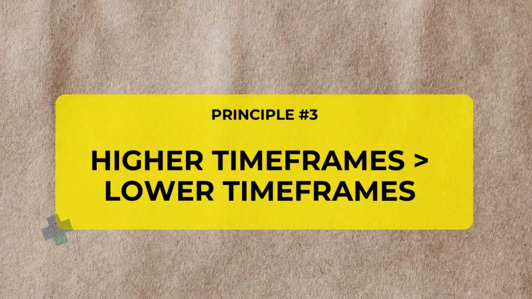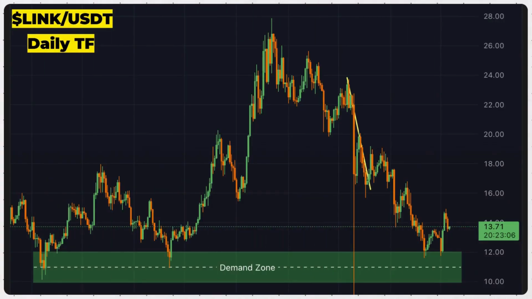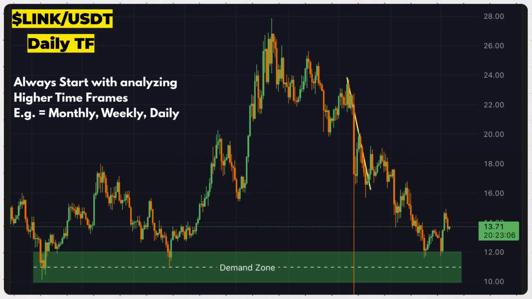Higher time frames carry more weight than lower time frames. When identifying support and resistance, always zoom out before zooming in. And this LINK chart is a perfect example of that. On the daily time frame, you can see a clear demand zone between roughly $11.5 and $12.5. This area acted as strong support in the past, and price is once again reacting to that same zone today. That already gives us a strong higher time frame context.